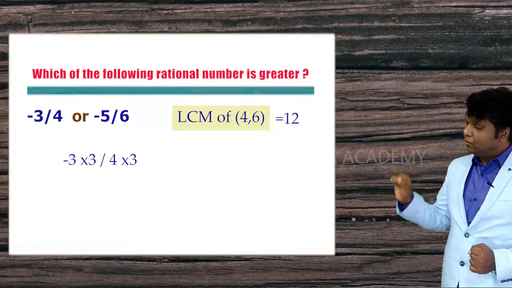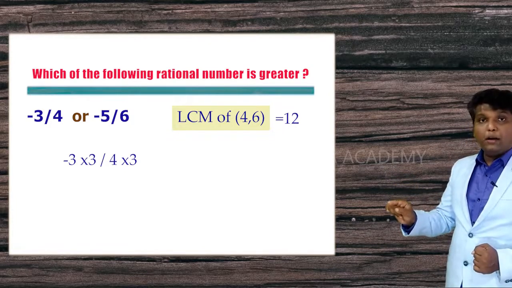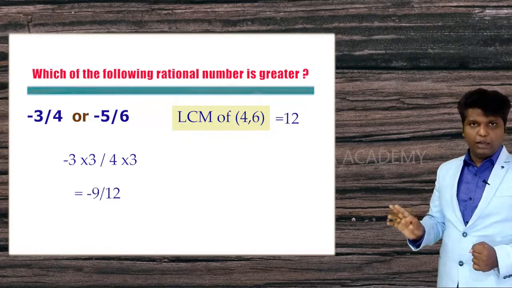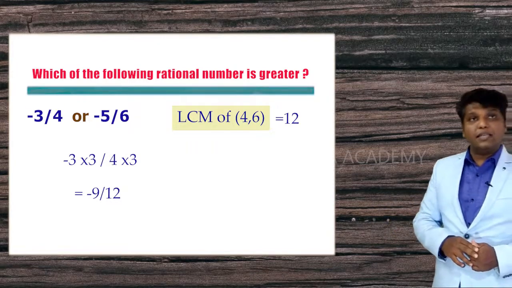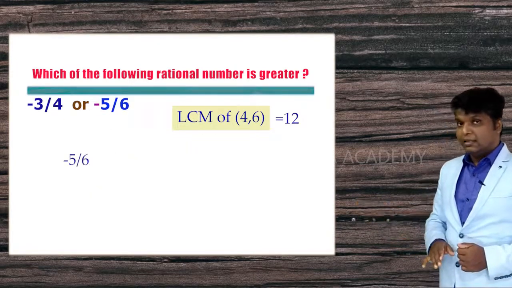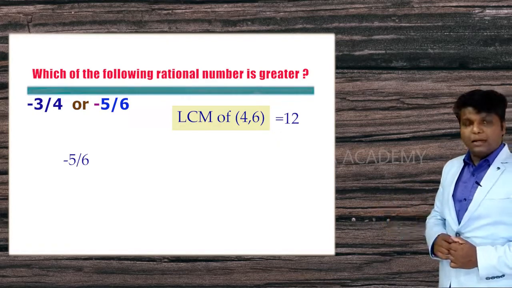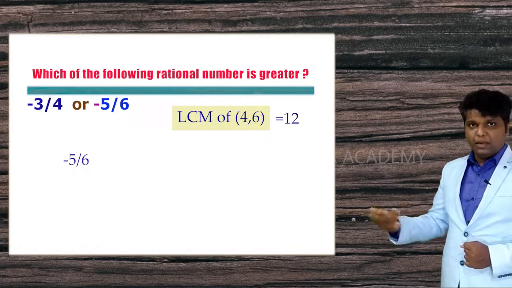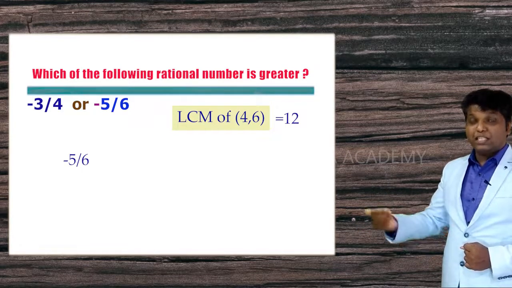So minus 3 into 3, and on the denominator 4 into 3, that will be equal to minus 9 by 12. You got the first fraction. Let us take the second one. What is the second one? It is minus 5 by 6. Here the denominator, always focus on the denominator part. Here the denominator is 6. You have to make it 12. By which number should 6 be multiplied so that it will become 12? It's 2. 6 2s are 12, right?